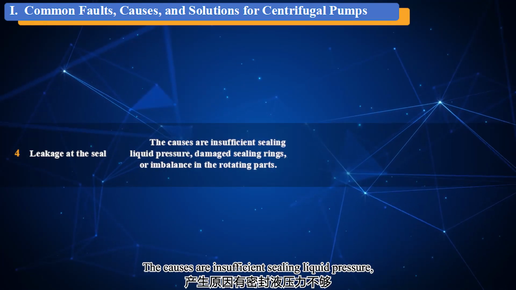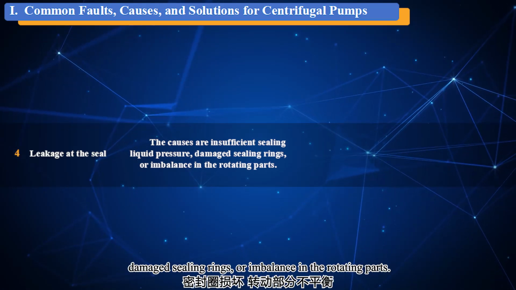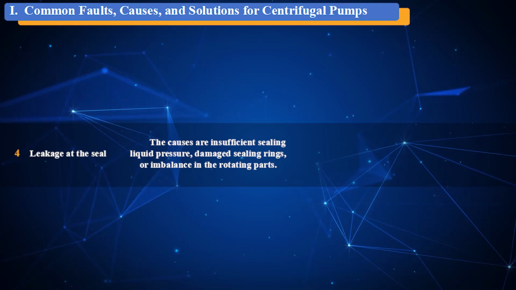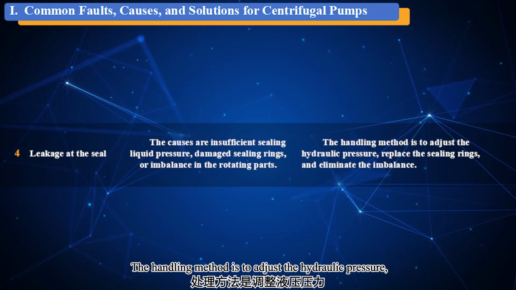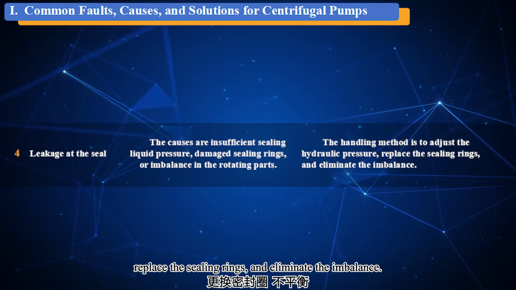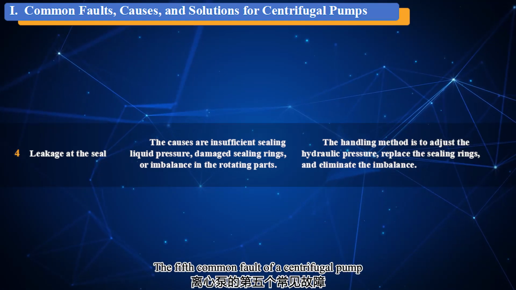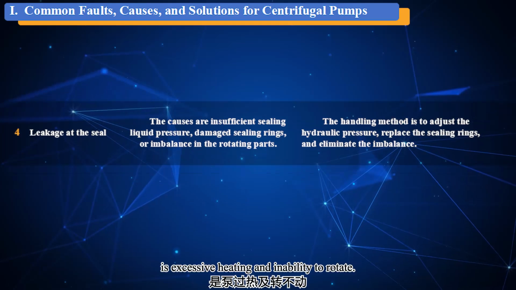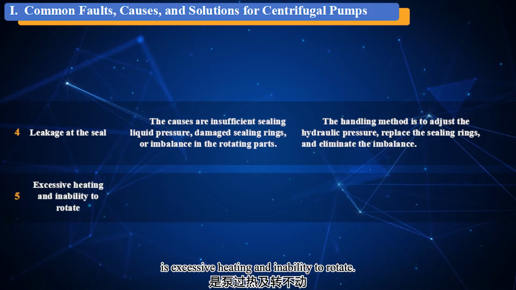The causes are insufficient sealing liquid pressure, damaged sealing rings, or imbalance in the rotating parts. The handling method is to adjust the hydraulic pressure, replace the sealing rings, and eliminate the imbalance. The fifth common fault of a centrifugal pump is excessive heating and inability to rotate.